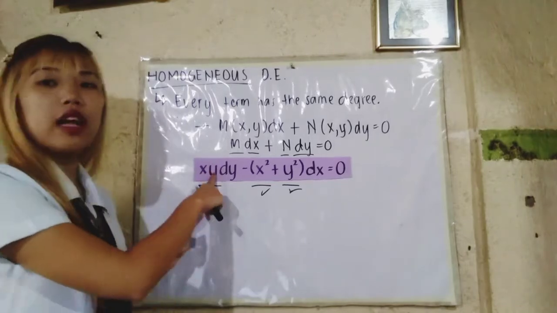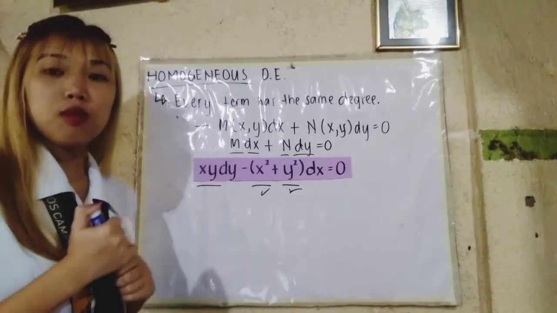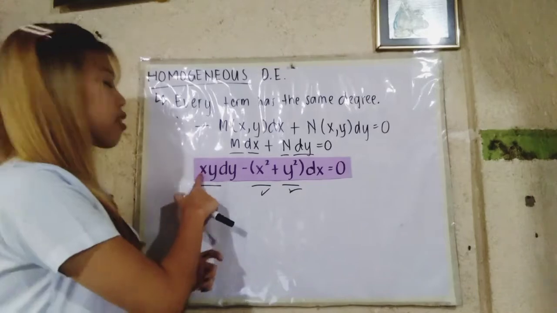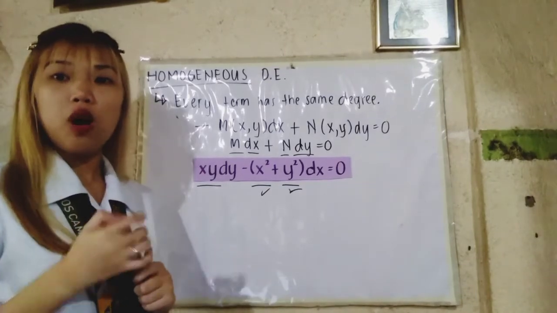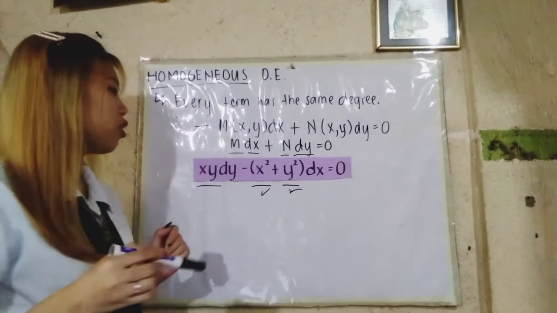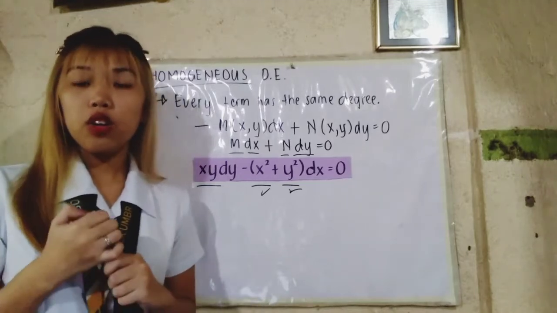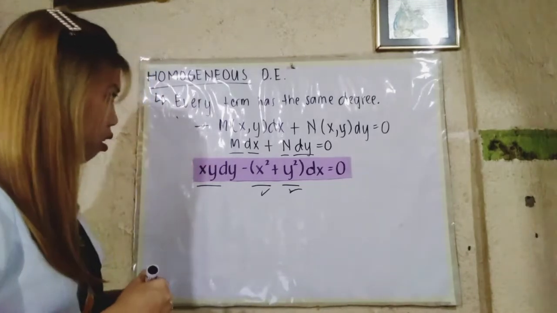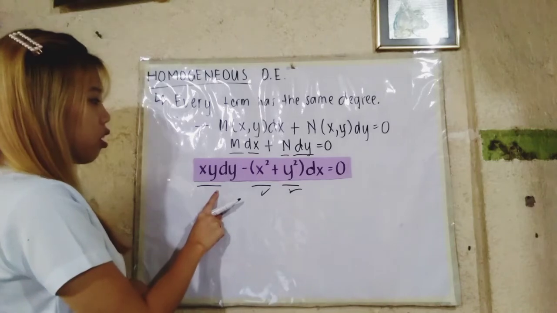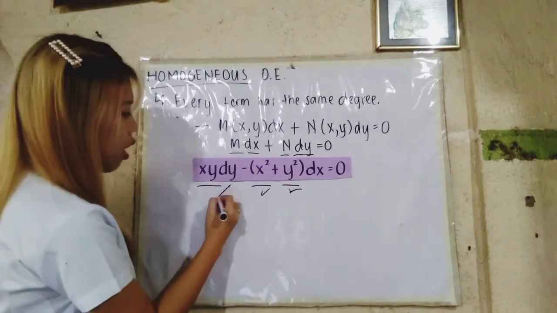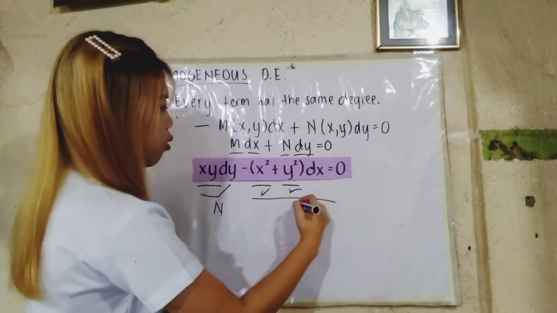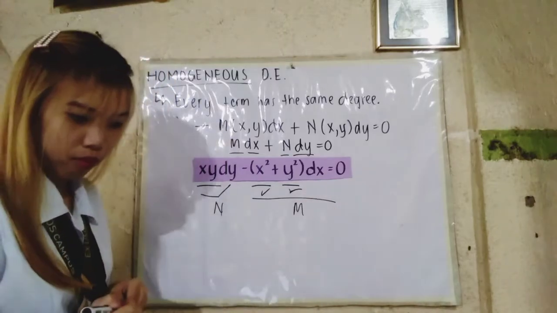How did we say that it has a degree of 2? It is simple. Our y has an exponent of 1. Our x also has a degree of 1. So we add them, since this is multiplication, and we still get a total degree of 2. So here, in our xy dy, that is our N term. And this is our M term.